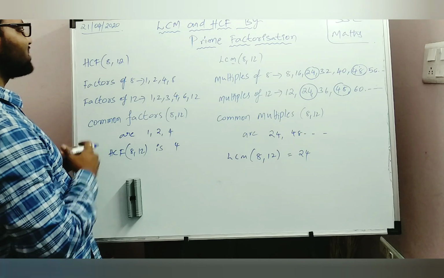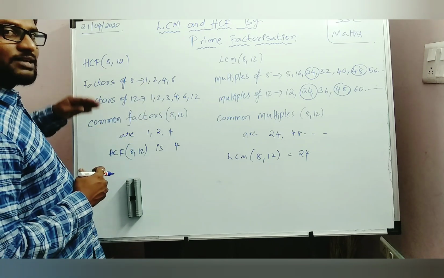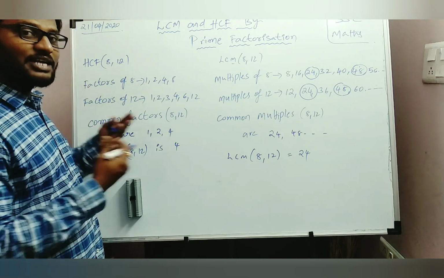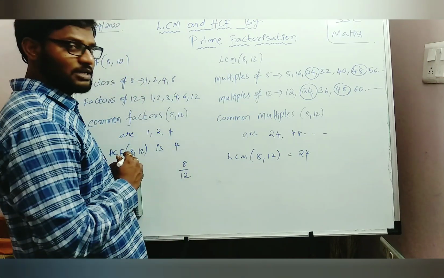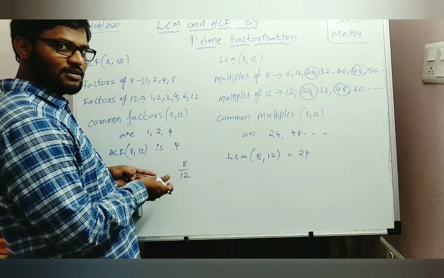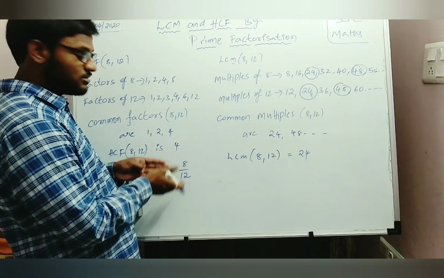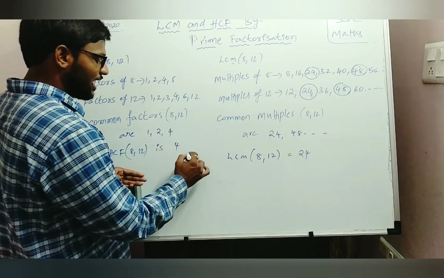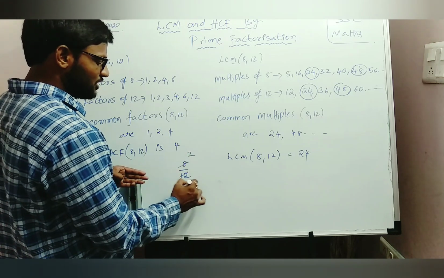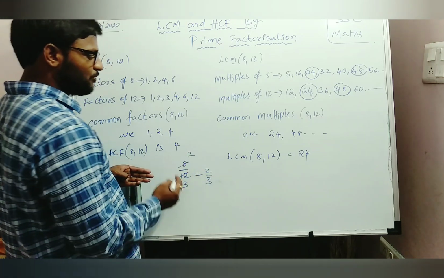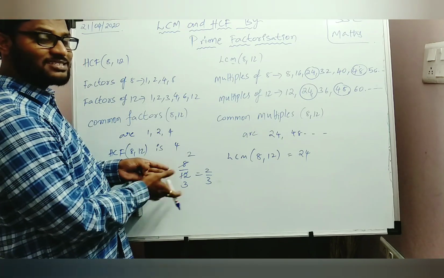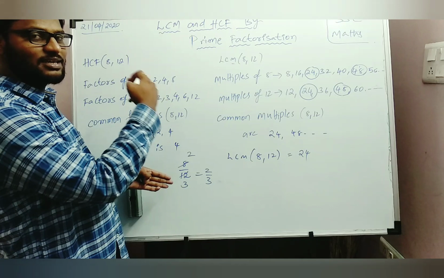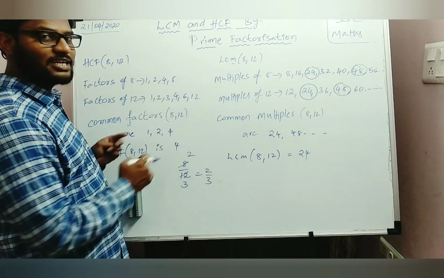And what is the use of HCF and LCM? HCF is used in simplifying and reducing fractions. For example, 8 by 12. 4 is a common factor of 8 and 12, so we can cancel by 4: 4 twos are 8 and 4 threes are 12. So 2 by 3 is the simplified form of 8 by 12. Here we are reducing this fraction by cancelling the HCF, because 4 is the greatest number which divides 8 and 12.